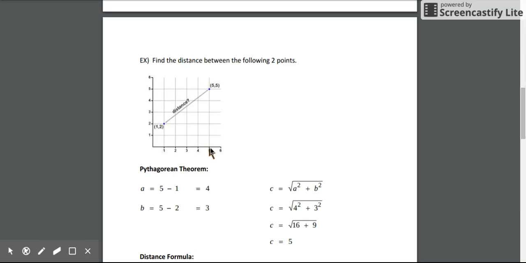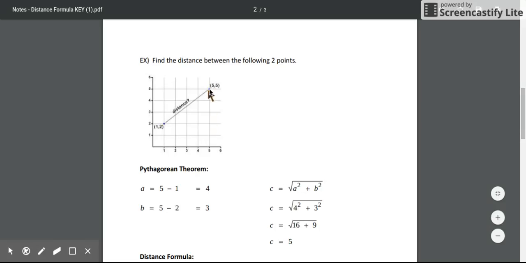My x coordinate here is 5. My x coordinate here is 1. So 5 minus 1 is 4. And then we could actually verify, since we have a coordinate plane or a grid to count on, 1, 2, 3, 4 lengths across. So 4 is going to replace our a in our equation. I'm going to use the Pythagorean theorem just to show you how much the distance formula is exactly the same thing.